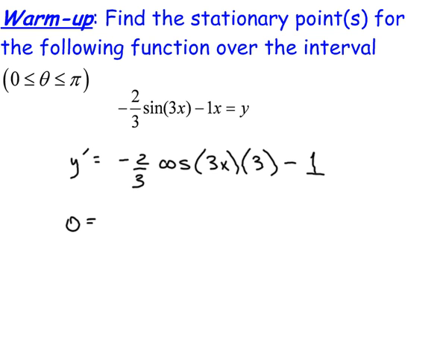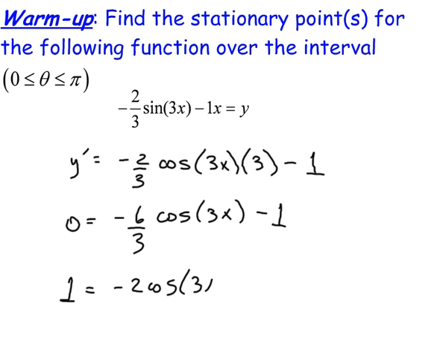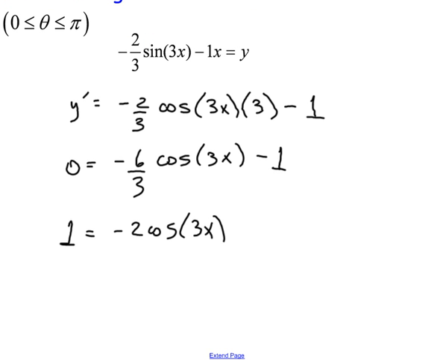So let's simplify this, and we get negative 6/3 cosine of 3x minus 1. All right, let's isolate the trigonometric function cos of 3x, and we will get 1 equals negative 2 cos of 3x. Now, divide both sides by negative 2, and we have the cosine of 3 times some angle is negative 1/2.